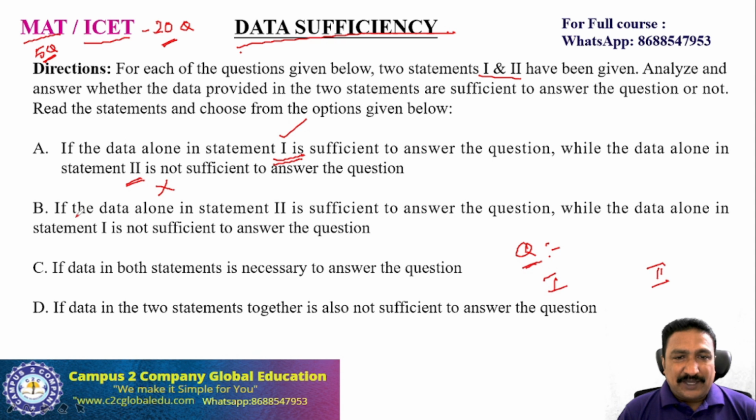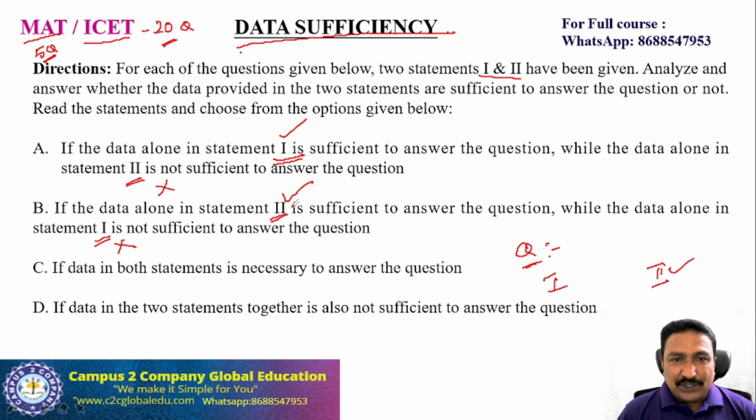What is choice B? Suppose we are getting the answer to the given question from the second statement alone but not the first statement. If you are answering the question using the second statement alone but not the first statement, then we have to choose choice B.